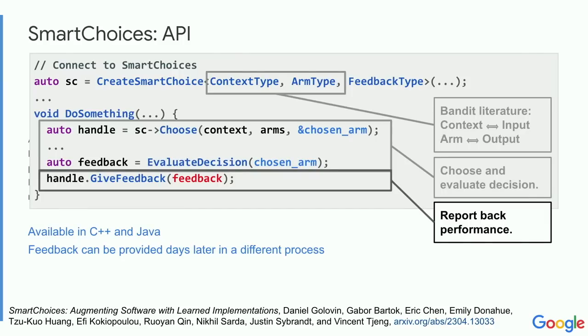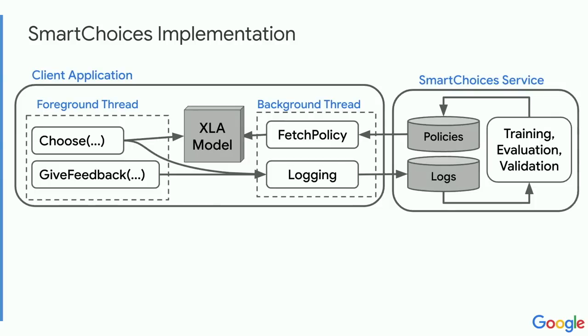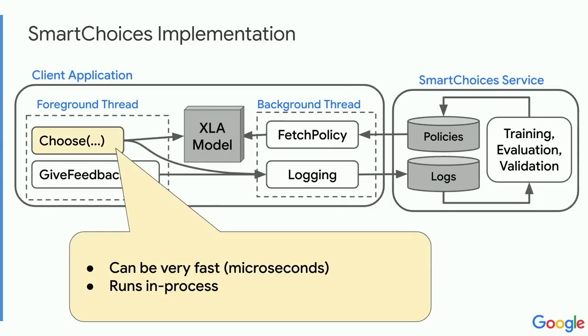Oh, and then you give feedback with this call on the handle you got when you made a choice. So there's a couple of implementations. One is that choose can actually be quite fast because it uses a variety of different machine learning models, and there's a very fast bandit-based implementation that can make choices in tens of microseconds, that runs in process.